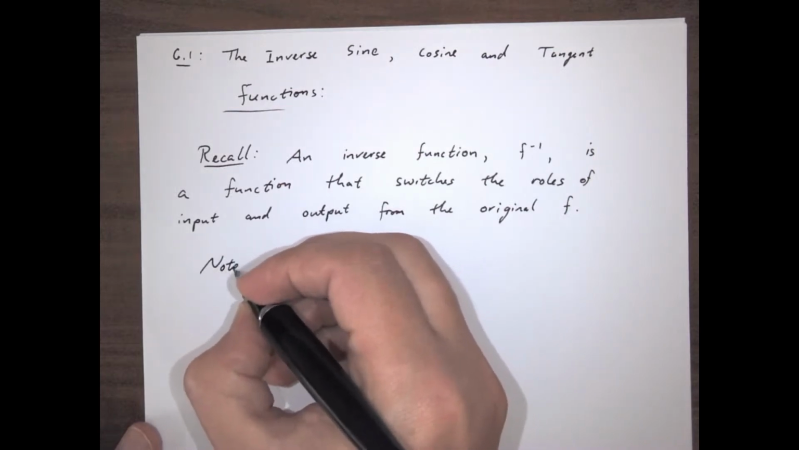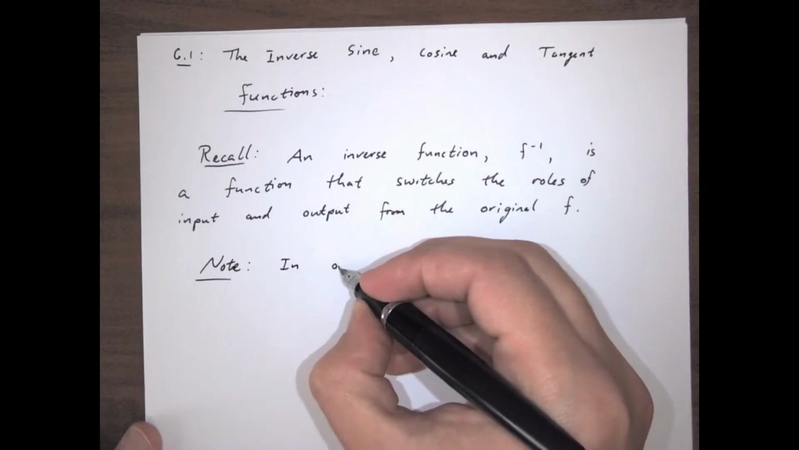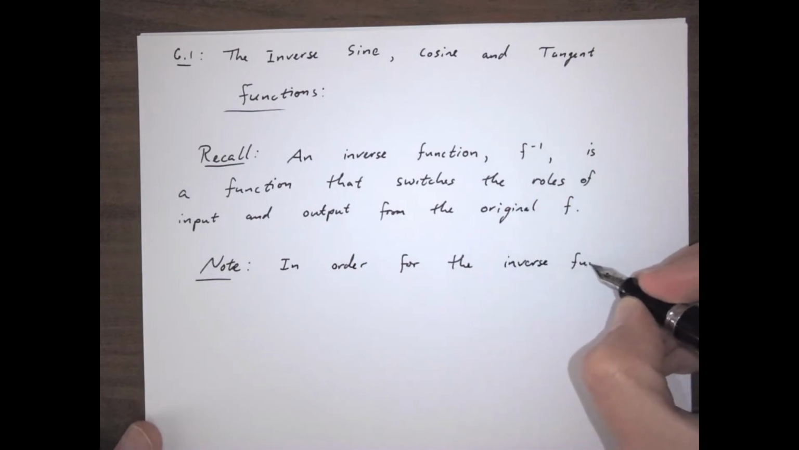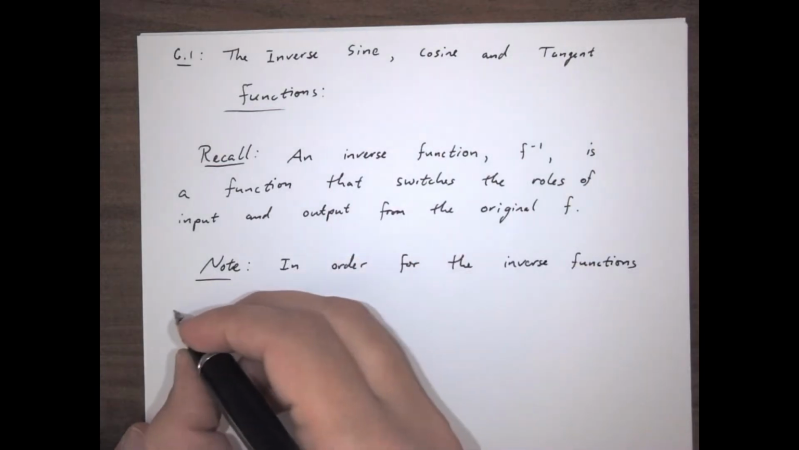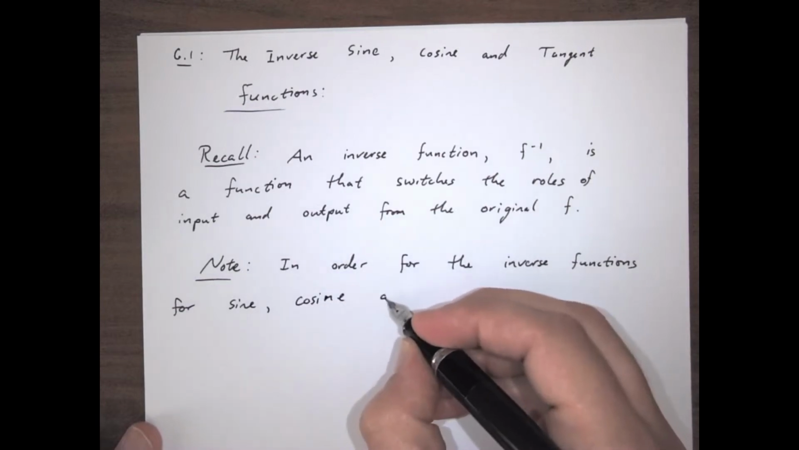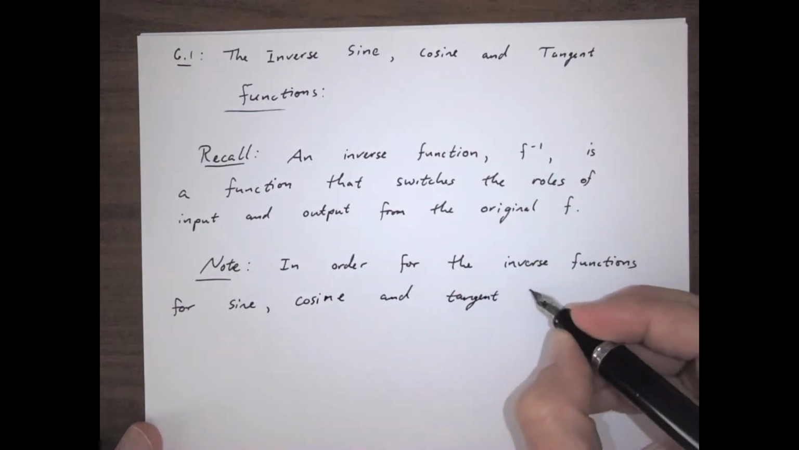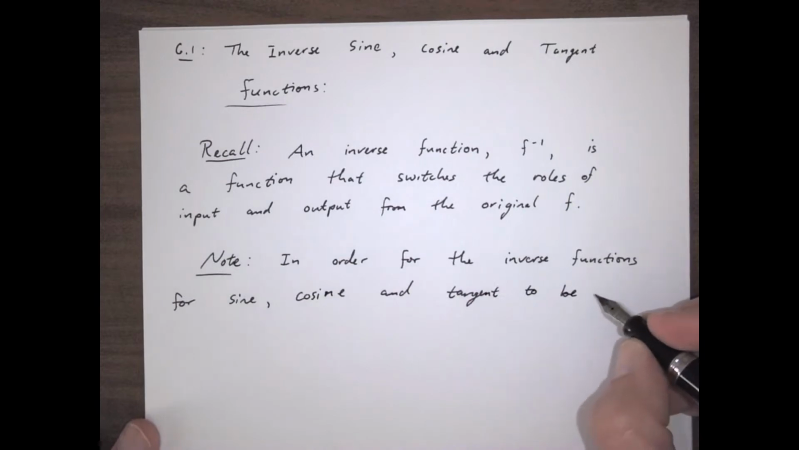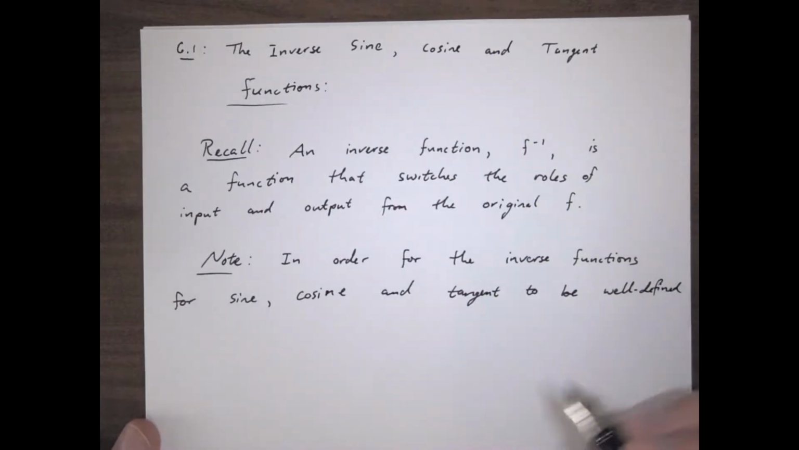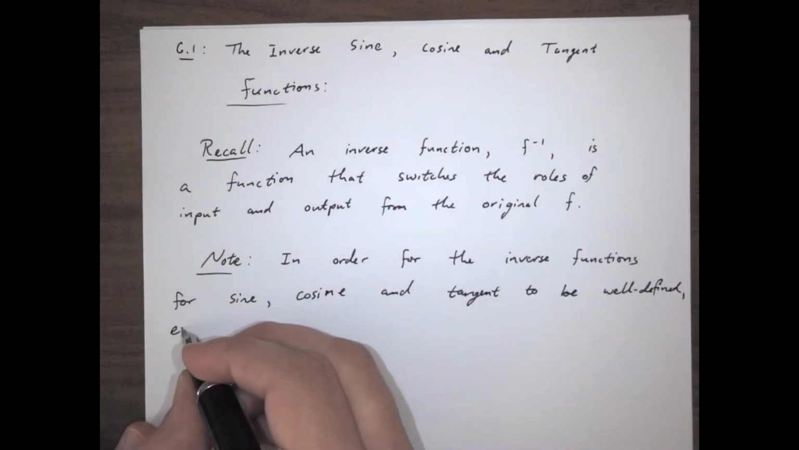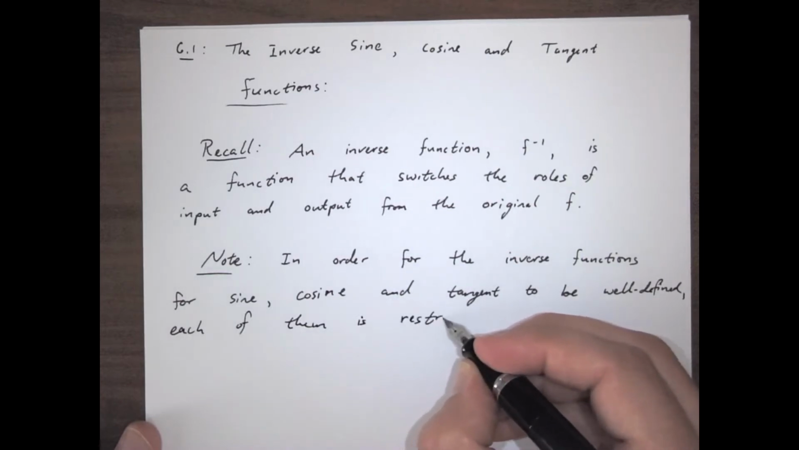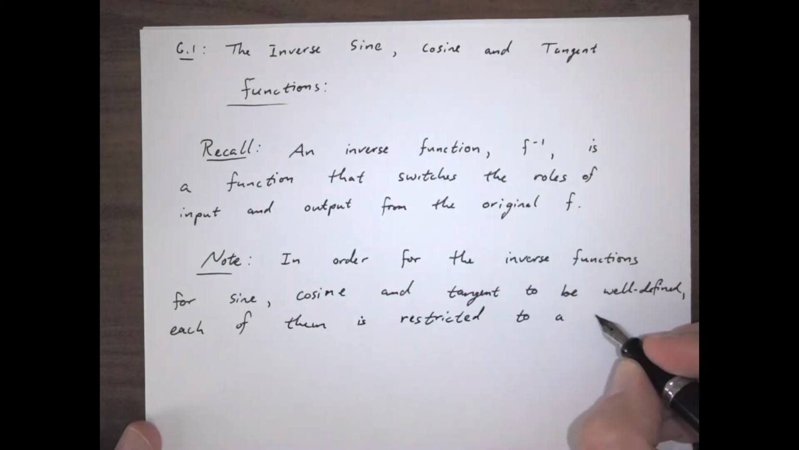So note, in order for the inverse functions for sine, cosine, and tangent to be well defined, meaning you get a straight answer out of it when you try to plug something in, in order for them to be well defined, each of them is restricted to a specific range of outputs.